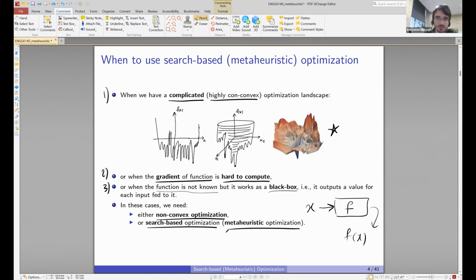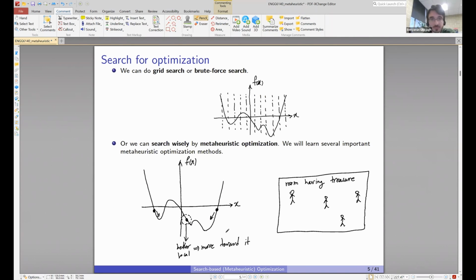Non-convex optimization was talked about in the previous session. Now, for optimization, as I said, we can use search, but we can have two types of search. First off, we can do a grid search or a brute force search, where we divide the domain of X into some parts with some step size, which is a hyperparameter, where we evaluate the function value, like here, here, here, here.